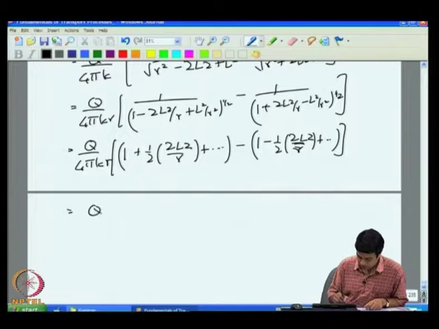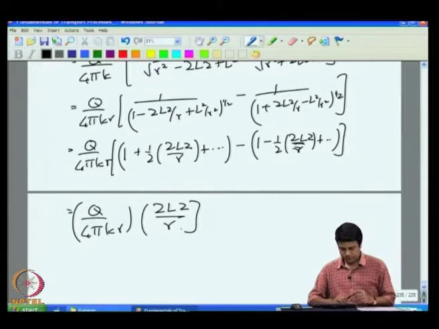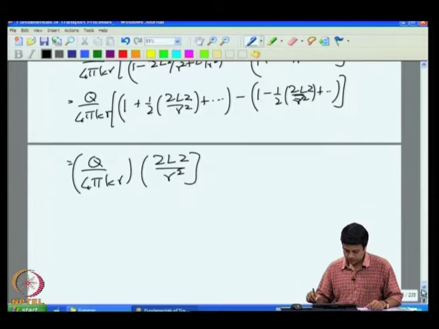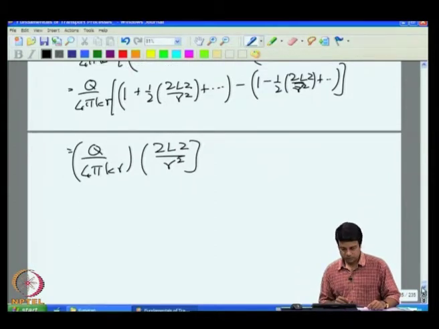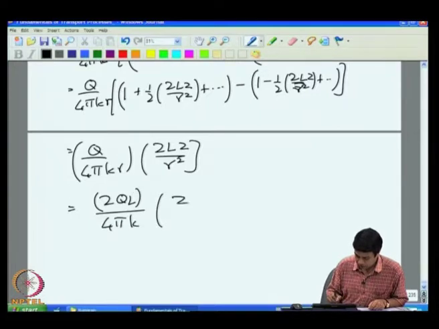It's equal to q by 4 pi k r into 2 L z by r. I should take this as r square. So, this is the final solution that I get. I'll just rewrite it a little bit: 2qL by 4 pi k into z by r cubed.